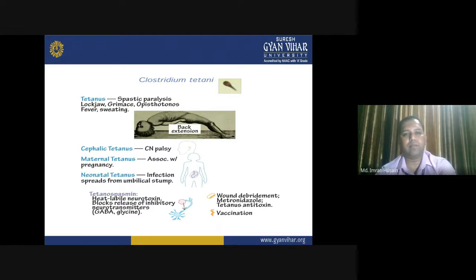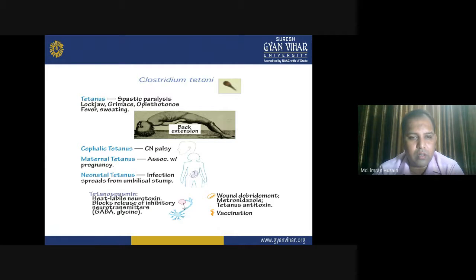Clostridium tetani. Spastic paralysis, lockjaw, grimace, opisthotonos, fever, sweating, back extension. Cephalic tetanus, central nervous palsy, maternal tetanus associated with pregnancy, neonatal tetanus, where infection spreads from the umbilical stump.